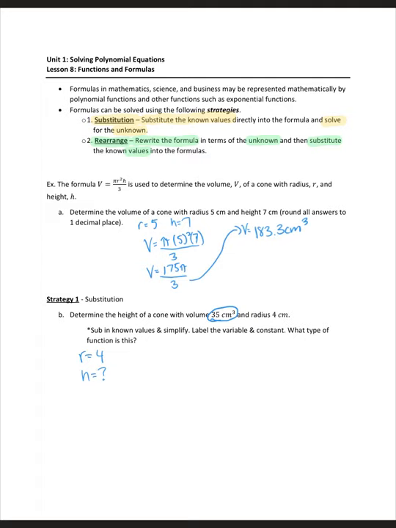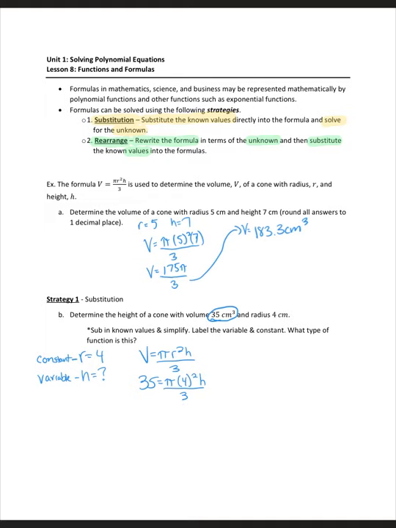If we're labeling our variable and our constant, our variable is going to be whatever is unknown. Right now we don't know what our height is, so that's the variable. Our constant in this case would be our known value, our radius, which we already know. So if we use that formula for volume of a cone, V equals pi r squared h divided by 3, we're going to sub in our known values first, using the strategy of substitution. So our volume is 35 and our radius is 4 squared times h divided by 3.